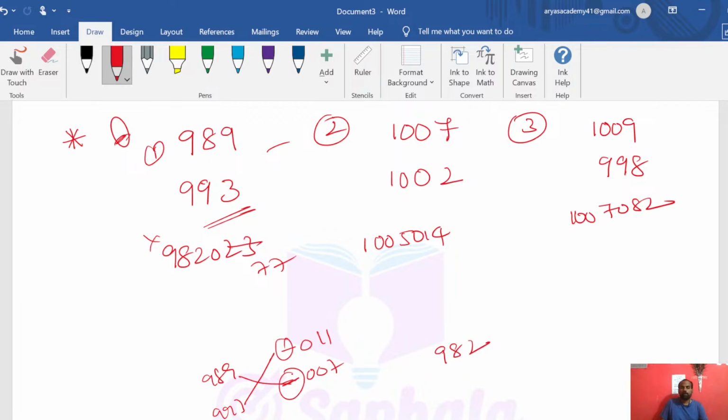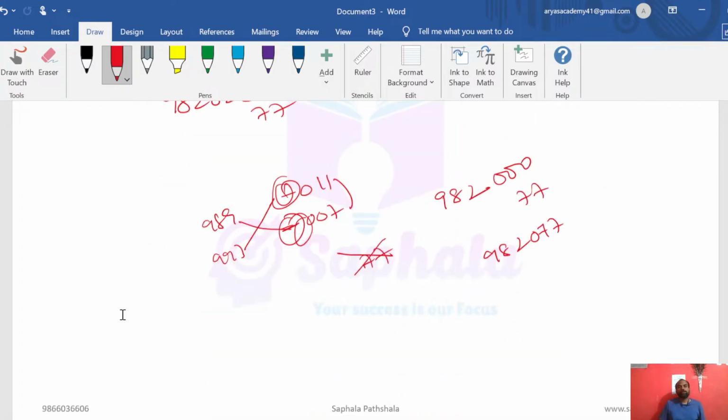When both are negative, you have to add. 11 sevens are 77. Here there will be 3 zeros. If you add 77, obviously it is 982077. Probably what you have done is you have subtracted 77, that's why you got the wrong answer. You should not subtract. Minus into minus is plus. This and this are right. Okay, that's it.